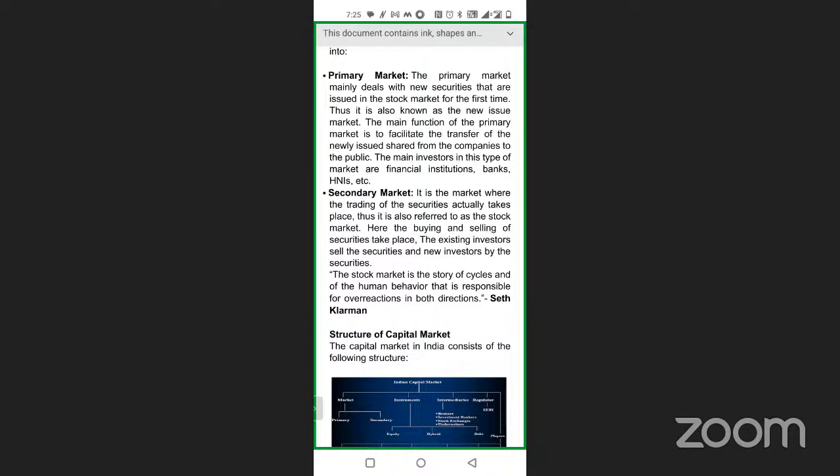Coming to the secondary market. The secondary market is a market where the trading of securities actually takes place, and we also call it the second-hand security market. That means when the first-time issuing of securities was made in the primary market, and when a further issue comes, one has to visit the secondary market, and with the existing validation they are able to sell their securities to the public in the secondary market.